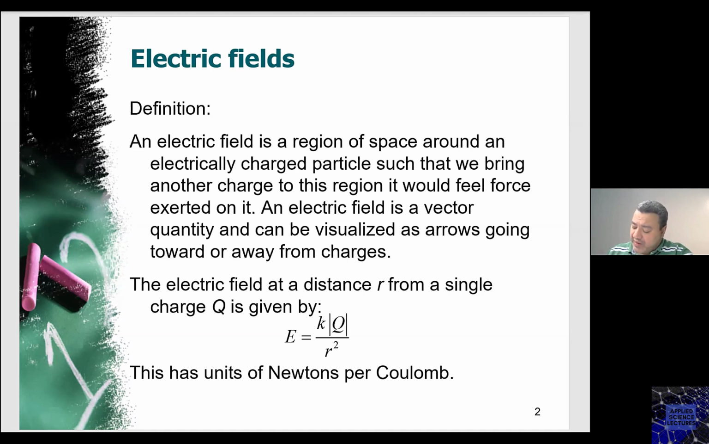Now, the electric field at a distance r from a single charge is given as E equals K times the magnitude of Q divided by r squared. So here is the magnitude of the electric field. The direction, as I said, is based on the charge. If the charge is positive, then the arrow is pointing away from the charge. If the charge is negative, then the arrow of the electric field will be pointing toward the charge. The unit for the electric field is newtons per coulomb.